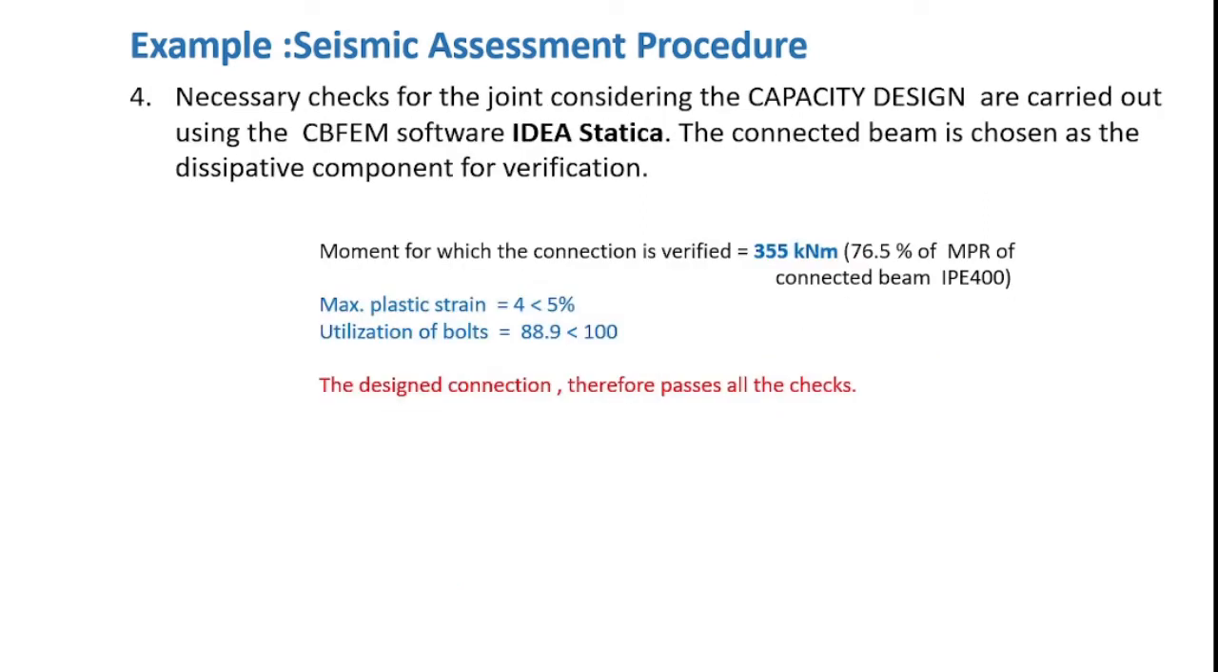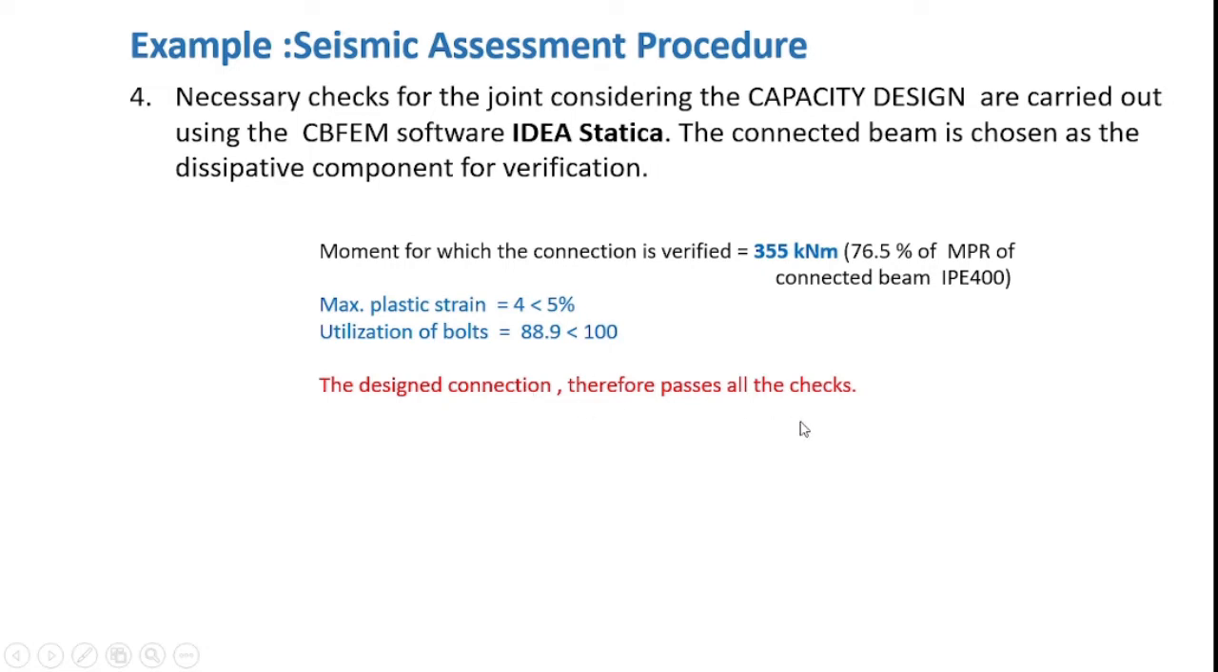Now is the right time that we go ahead with IDEA StatiCa, which uses capacity design for the verification of its various components. For this particular calculation, the connected beam IPE400 is chosen as the dissipative component for verification, and the calculation shows that as per the capacity design, the connection is able to provide a resistance of 355 kilonewton meter, which works out to be 76.5% of the plastic moment of resistance of the connected beam IPE400. Under this applied moment, the maximum plastic strain in the other parts is worked out to be 4%, which is less than 5%, and the utilization of the bolts is 88.9%, which is less than 100%. Therefore, the designed connection passes all the checks.